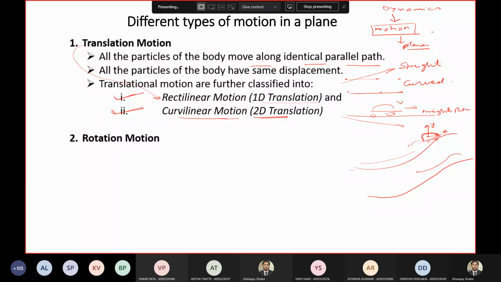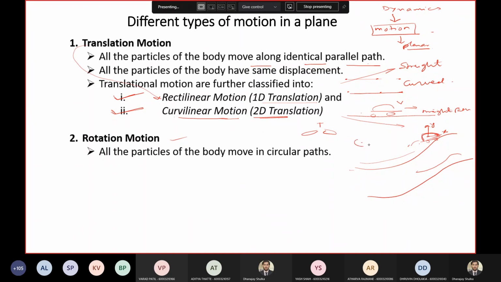Yes, sir. The second type of motion which is possible is rotational motion. Rotation motion means all the particles of the body move in circular paths. Very simple. For example, if I talk about rotation motion, you all already know the fan. Everyone must have seen a ceiling fan. The blades of the fan perform what? Rotation motion. So that is a simple example of rotation.